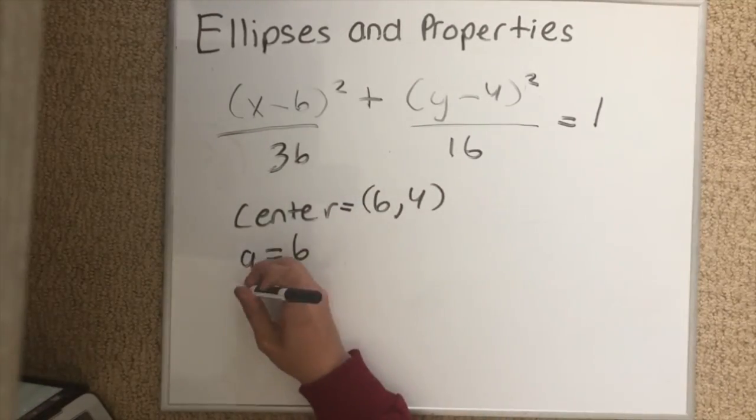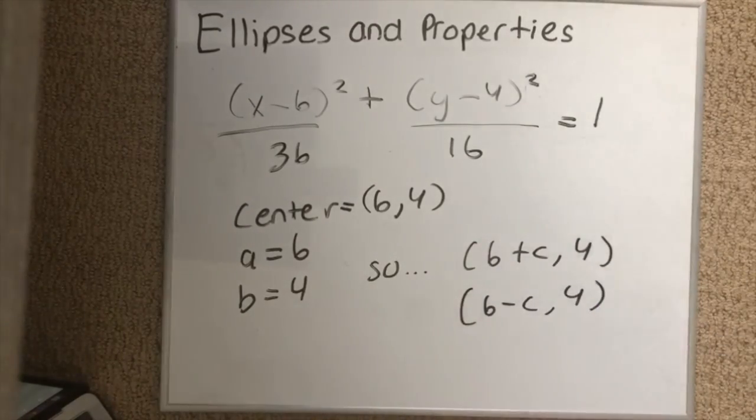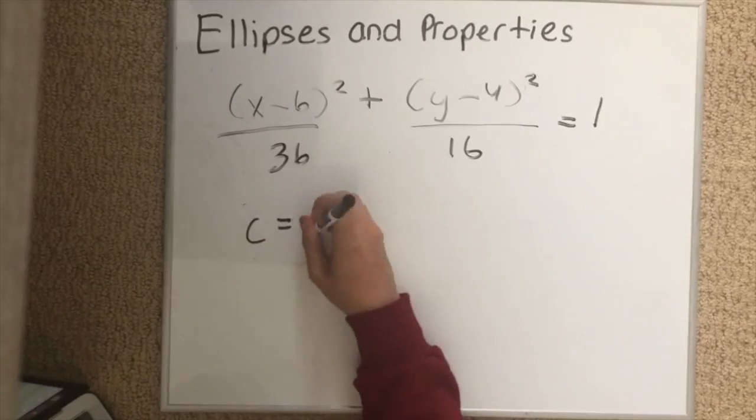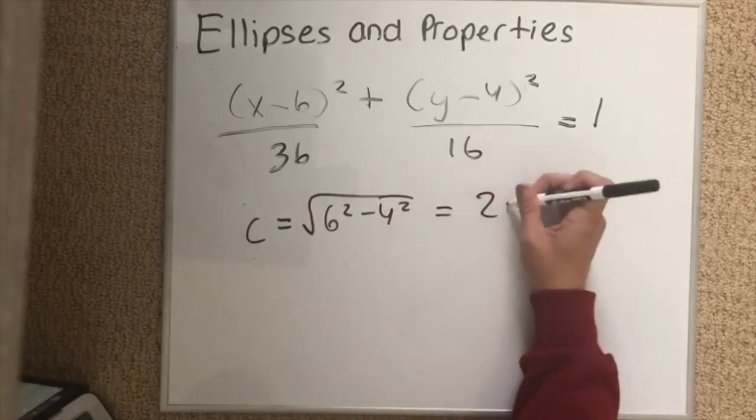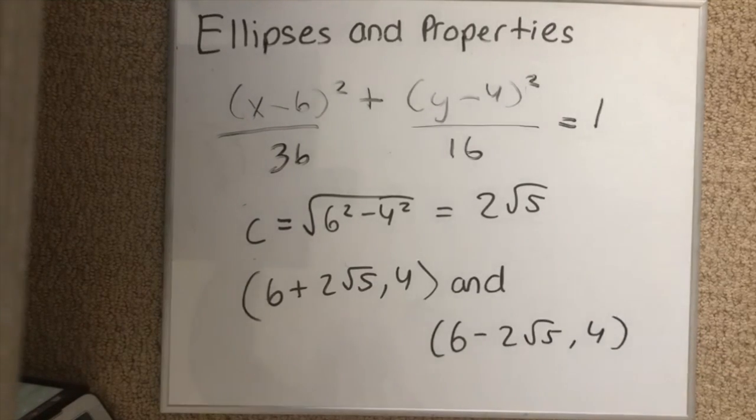And in this equation, (6, 4) is the center. We can use that to find a and b, and then to find c. c equals the square root of 6 squared minus 4 squared, which equals 2 root 5. Plug that into the equation and you have the foci.